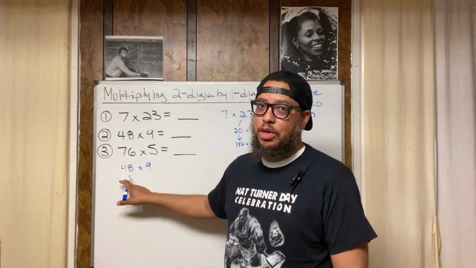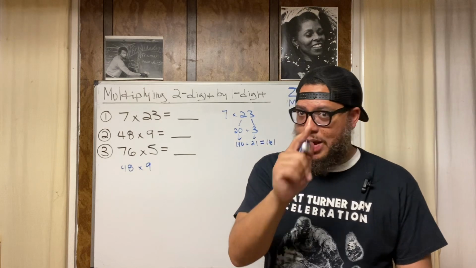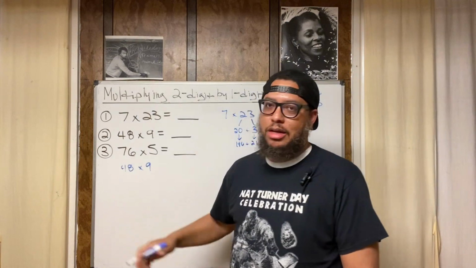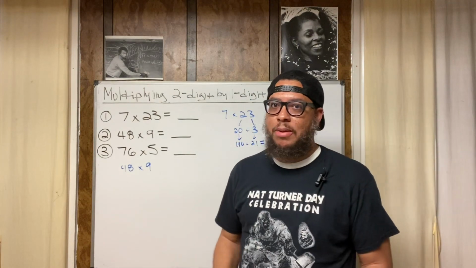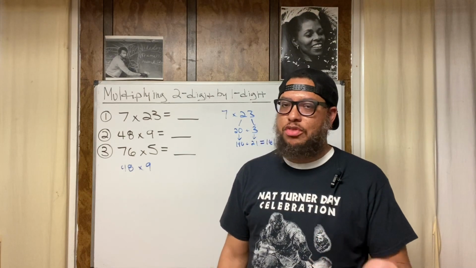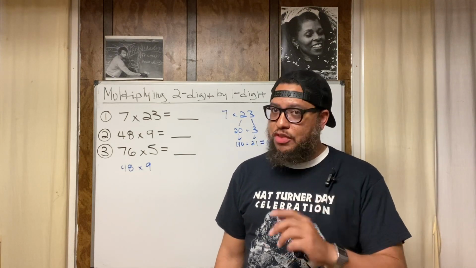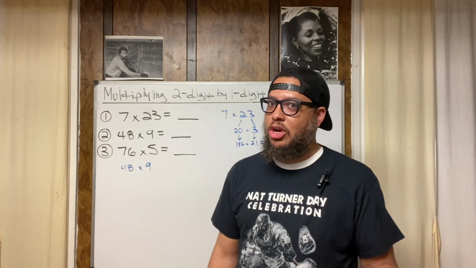So I could break it down into 40 plus 8. But look, what else could I do though? Watch this. Couldn't I make this 48? Couldn't I rewrite it as 50 minus 2? Because isn't 50 minus 2 the same thing as 48? Think about it. 50 minus 2 is also 48. So we could also do that.